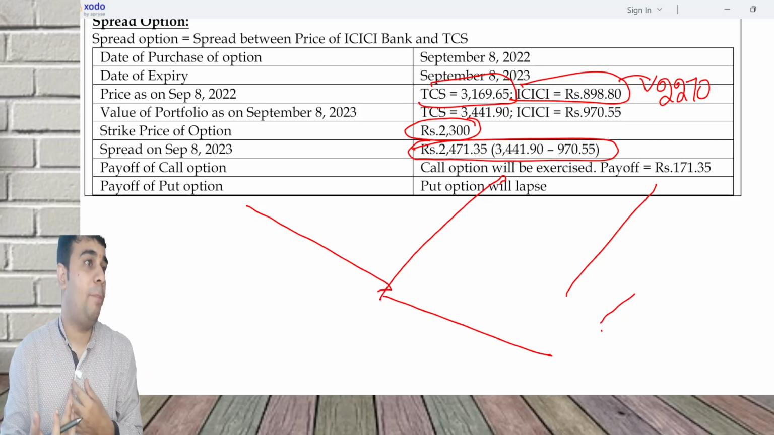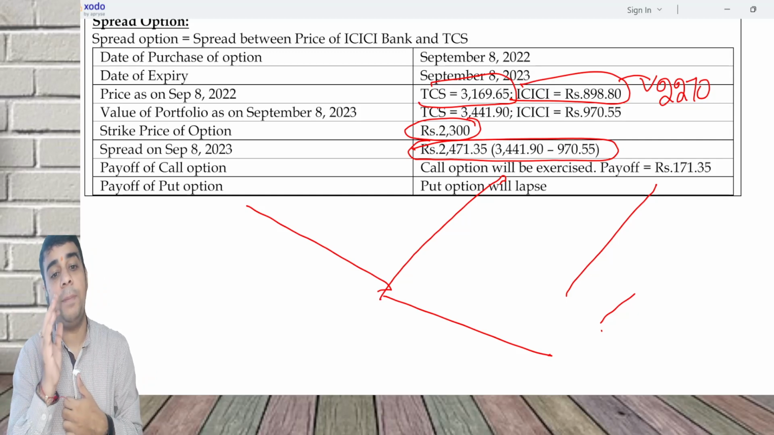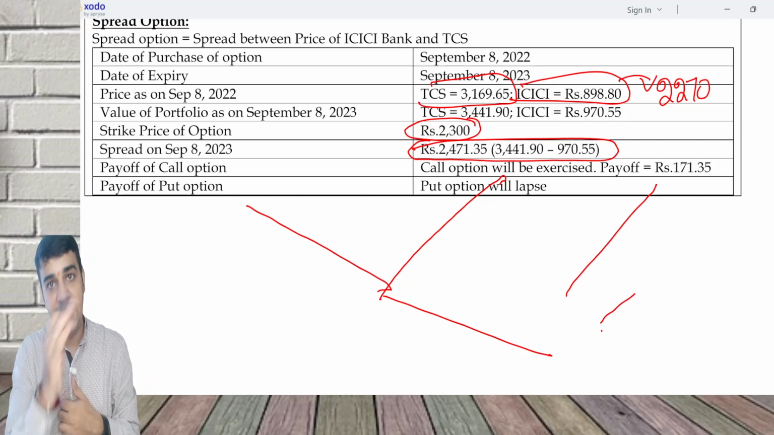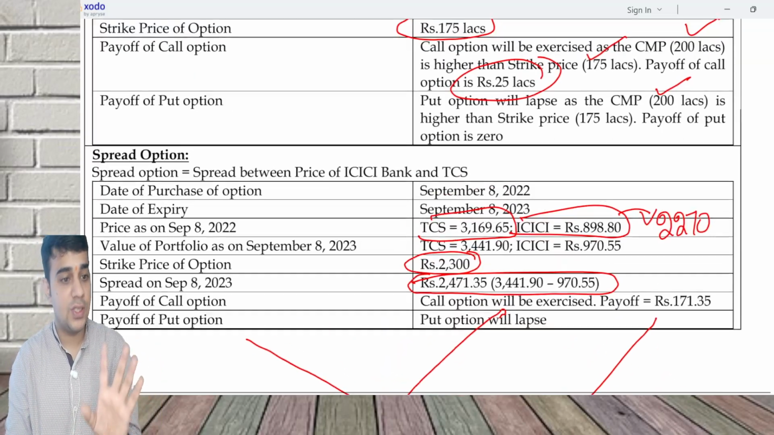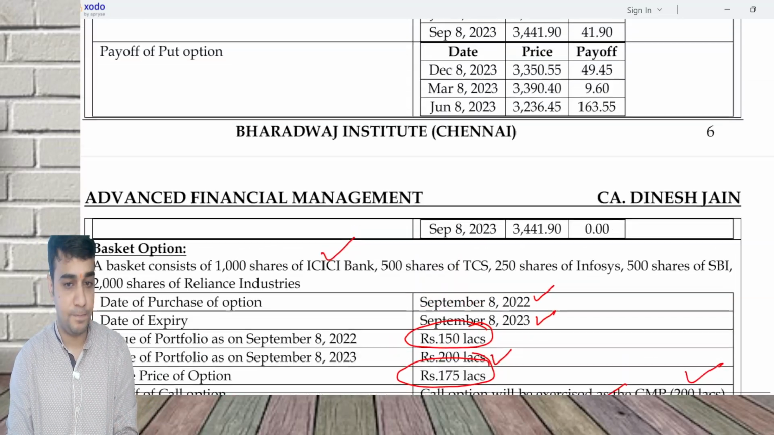So I am taking a bet not on the market direction. I'm taking a bet that TCS is going to perform excellently compared to maybe ICICI, or TCS and Infosys, which could be a good combination. I want to do the spread between TCS and Infosys, whatever spread you want to do. Any doubts on this? So this type of option is called a spread option.